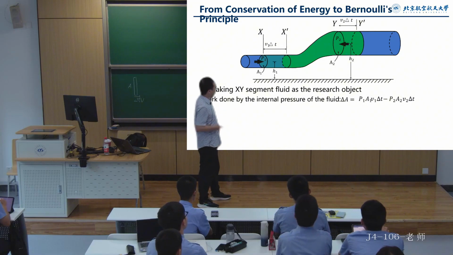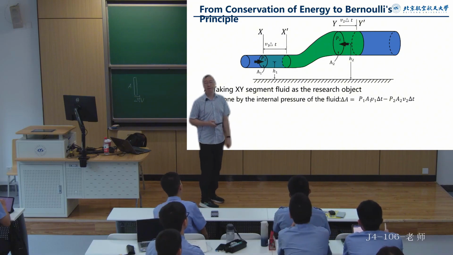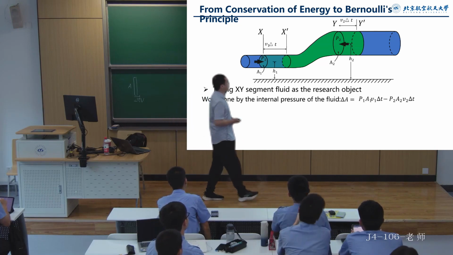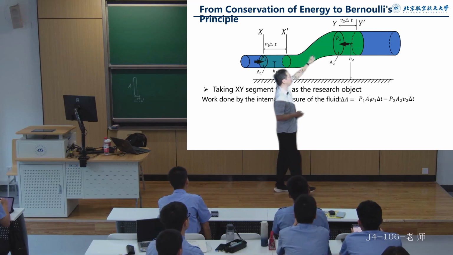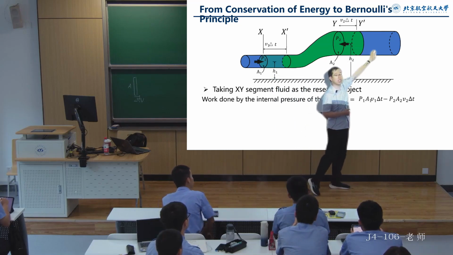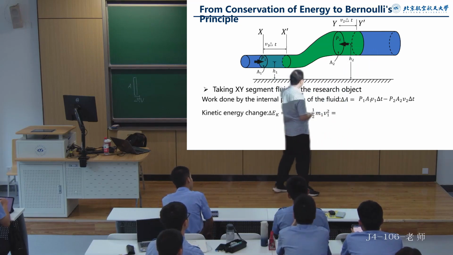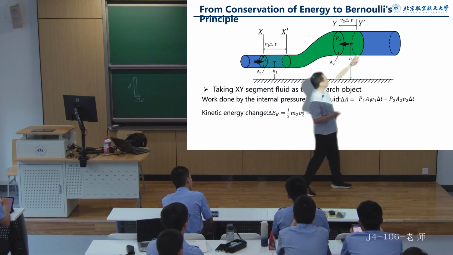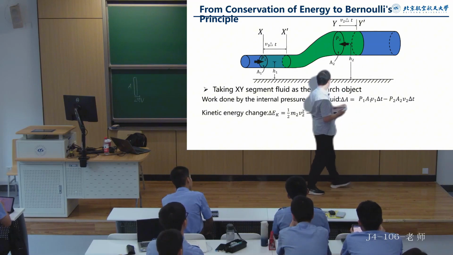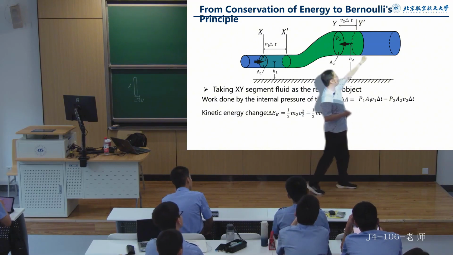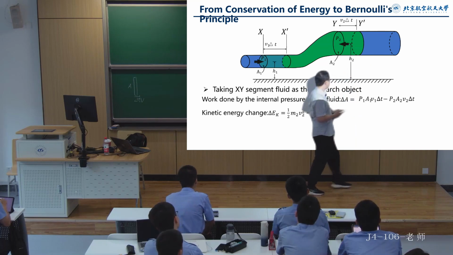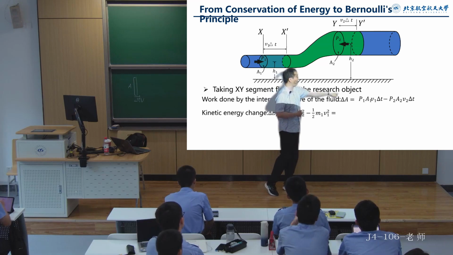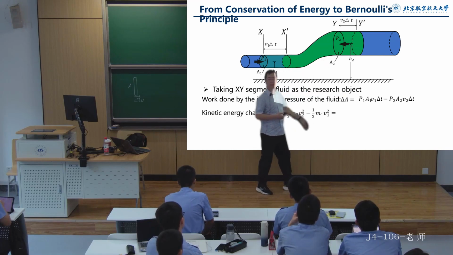Next, let's take a look at how the kinetic energy changes. We just mentioned earlier that its kinetic energy actually changes from the kinetic energy of this section to the kinetic energy of that section, right? So its kinetic energy should first be, in the final situation, 1/2 of m2 v2 squared, which represents the kinetic energy of this section. Then subtract the initial kinetic energy of this part, which is 1/2 of m1 v1 squared. Here, m represents the mass.